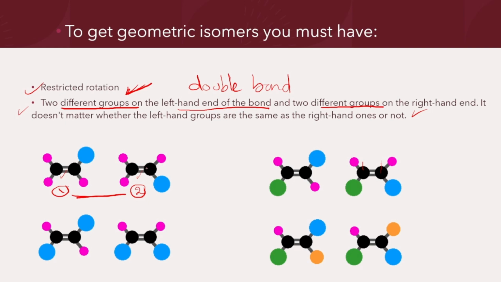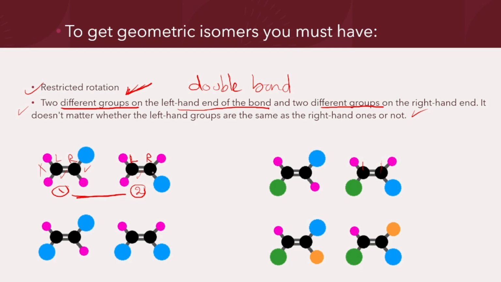Okay, let's check the second part. The second part is that the two carbons of the double bond should each have two different groups. Let's say that this is the right carbon and this is the left carbon, and here this is the right carbon and this is the left carbon. Let's check. For the right carbon at compound number 1, do we have two different groups? Yes. For the left carbon at compound number 1, do we have two different groups? No.